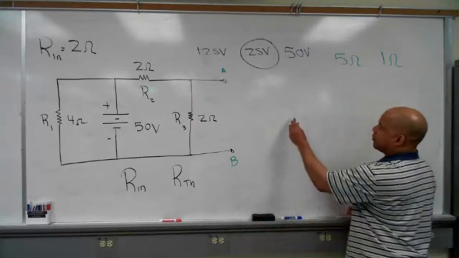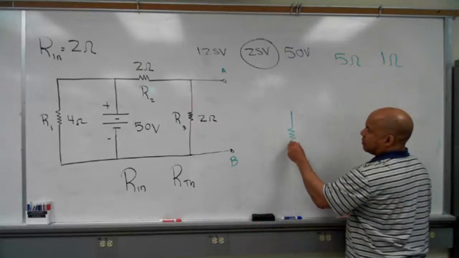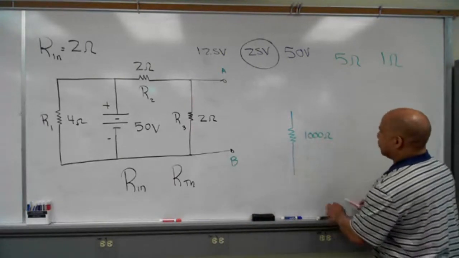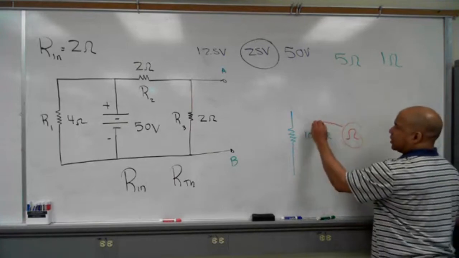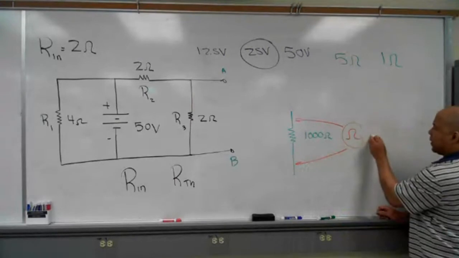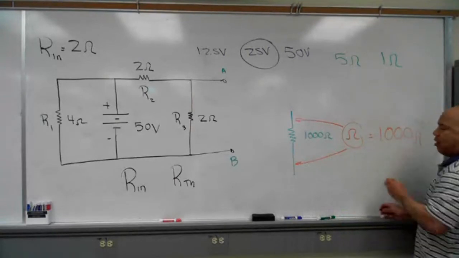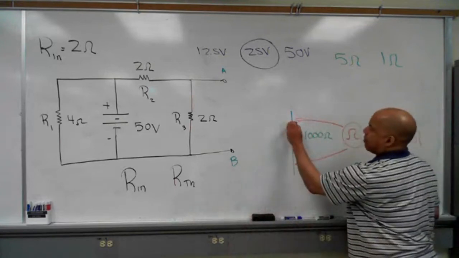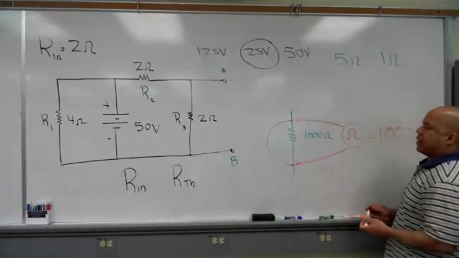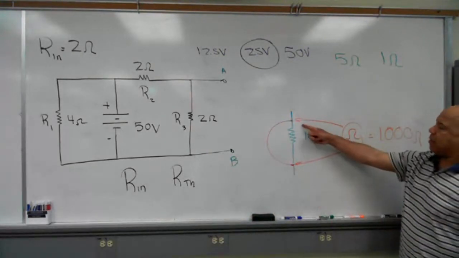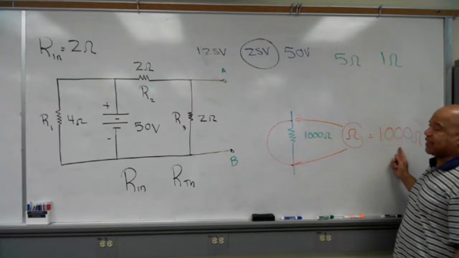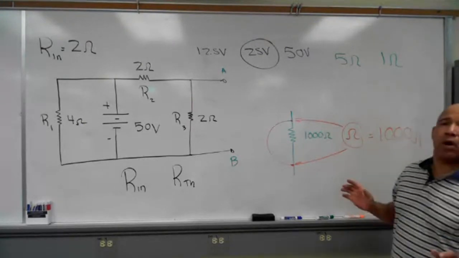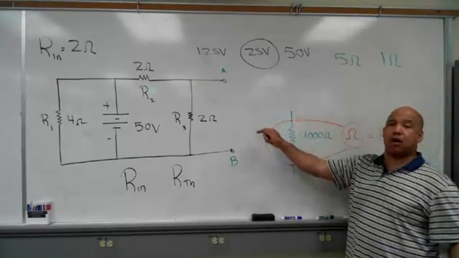Well, just think about it. Let's say I have a resistor of 1,000 ohms. I have my ohm meter hooked up to it, and it's reading 1,000 ohms. Somebody comes along and puts a wire right here. Your ohm meter is now going to read what? Zero. Exactly right. Zero.